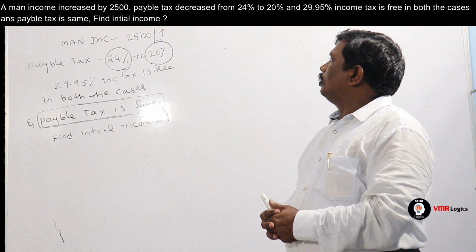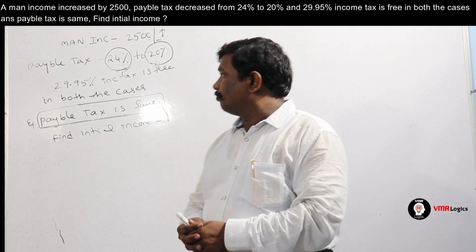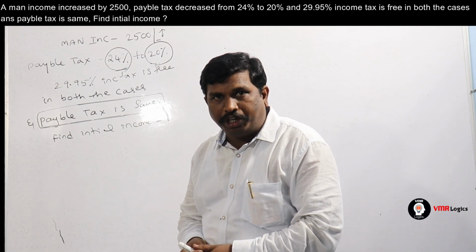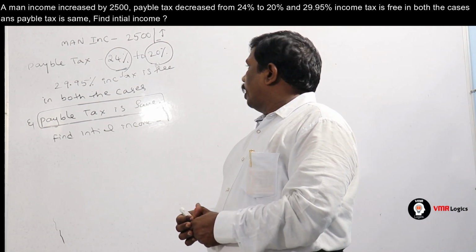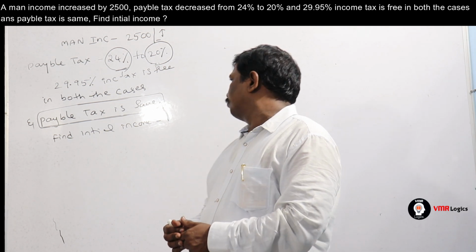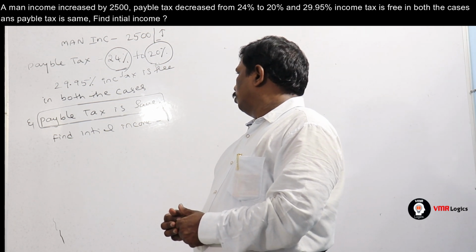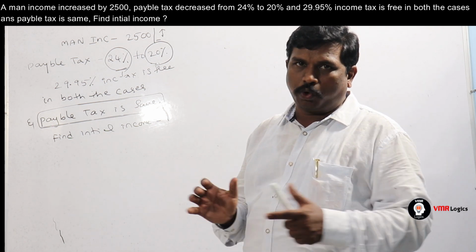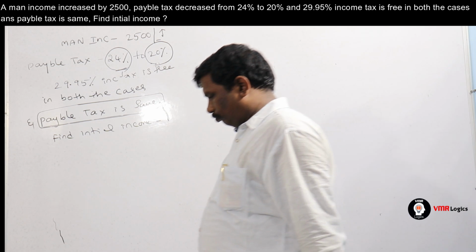I repeat the question guys, observe. A man's income increased by 2,500 rupees. Payable tax decreased from 24% to 20%. And 29.95% income tax is free in both the cases. Find initial income where payable tax is same in both the cases. This is the question. Now observe.